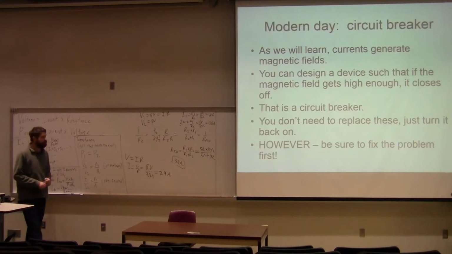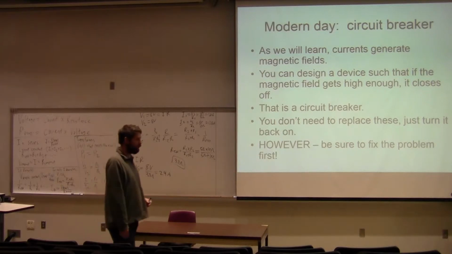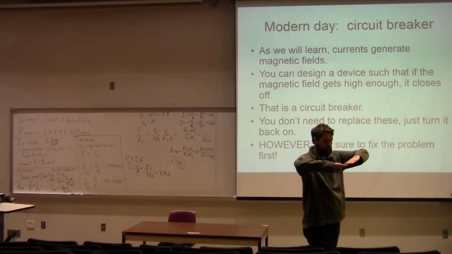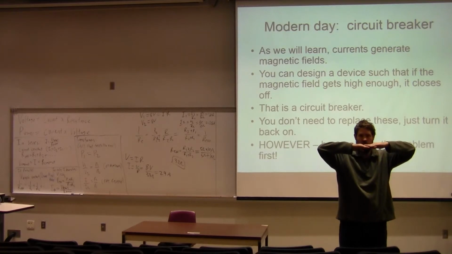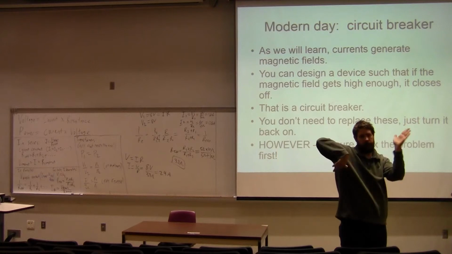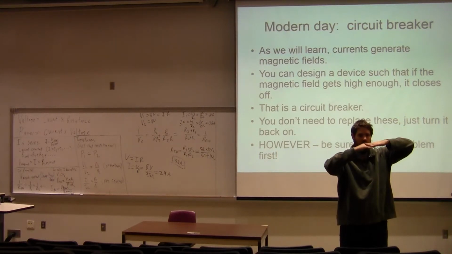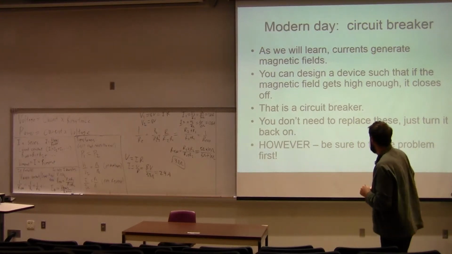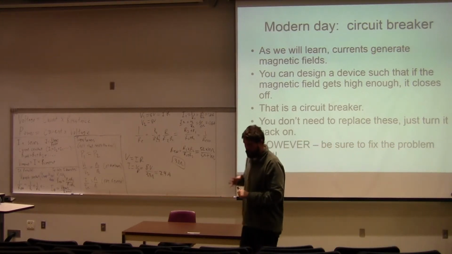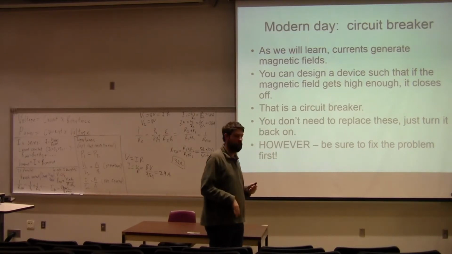So what we do in the modern days, we use a circuit breaker. The basics of this is that if the current gets too high, it pushes the two wires apart and then breaks the circuit. And all you have to do is snap it back into place and your current readjusts. But when this happens, make sure you fix the problem first, otherwise it'll just do that again, or maybe worse.